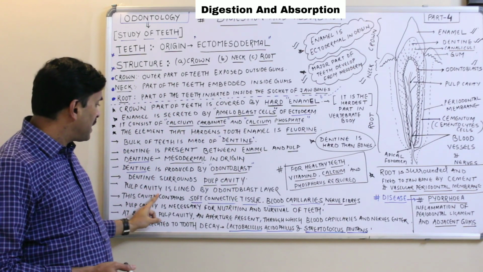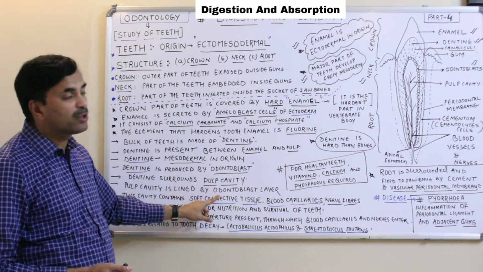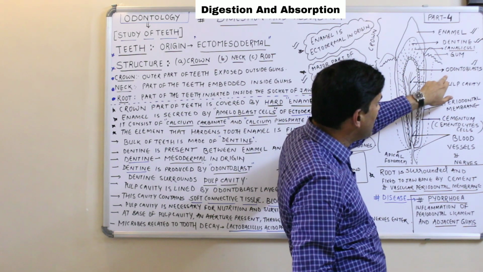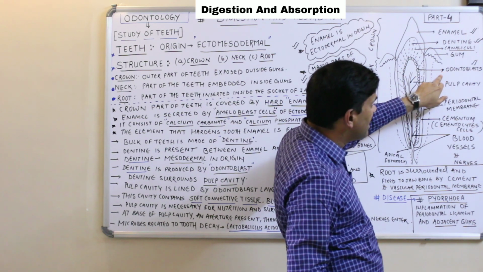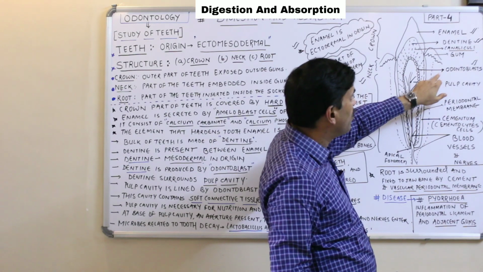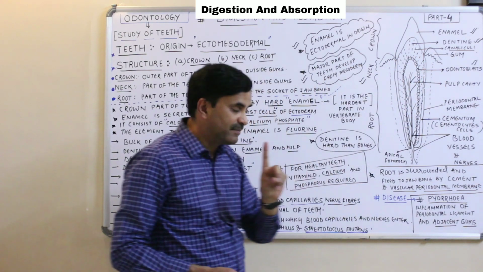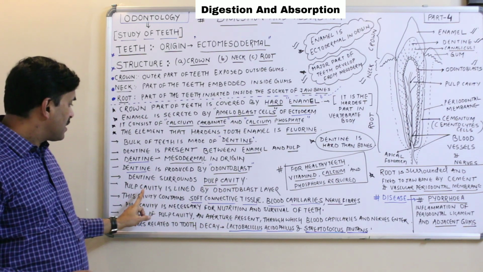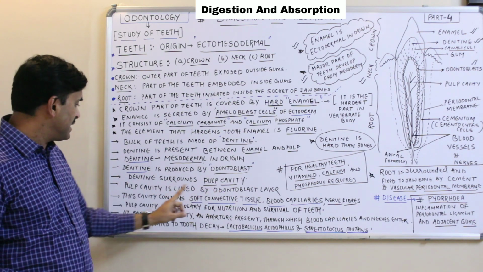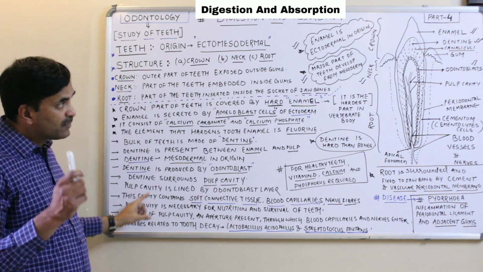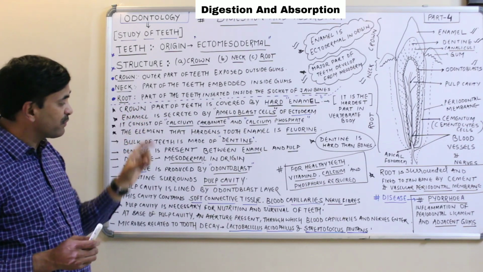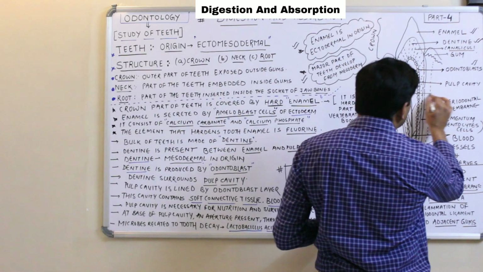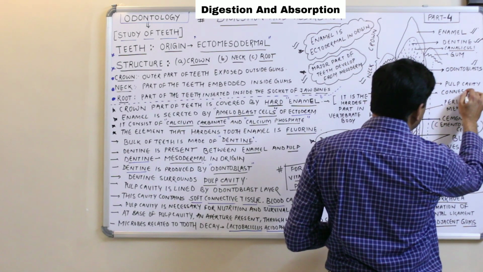The pulp cavity is lined by the odontoblast layer, and the odontoblast layer consists of odontoblast cells, and odontoblast cells secrete what? Dentine. Clear? So dentine surrounds the pulp cavity, and this pulp cavity, which is the cavity of the teeth, contains soft connective tissue. Connective tissue is present in the pulp cavity.